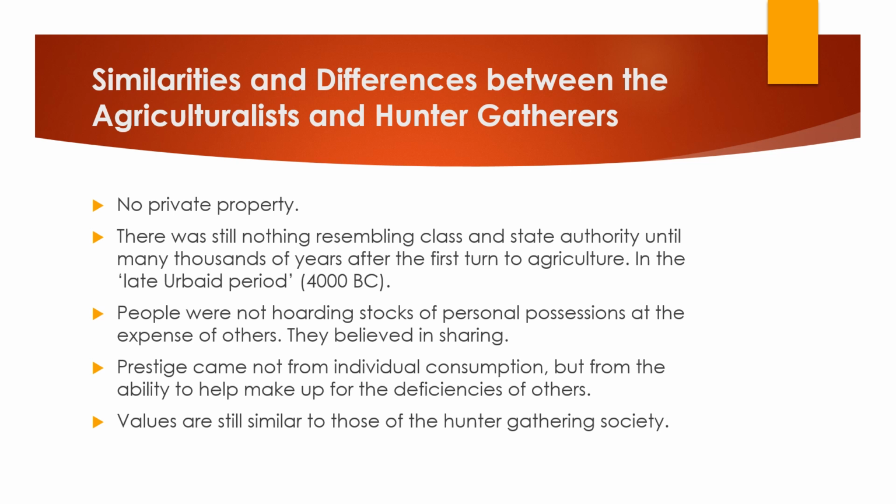Instead, individual households were integrated into a wider social grouping, lineages of people who shared, or at least purported to share, the same ancestry. The spirit of sharing was still there. No household would suffer due to a failure of crop. Prestige came not from individual consumption, but from the ability to help the next person, to help make up for the deficiencies of others. Values of the Neolithic period are still very similar to the hunter-gatherer society.